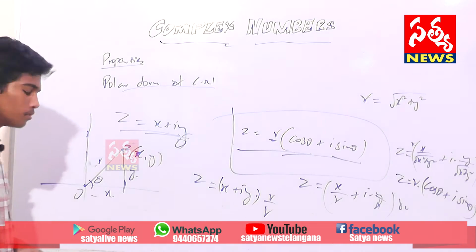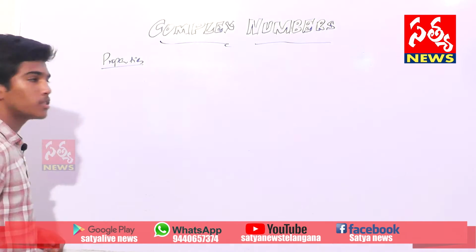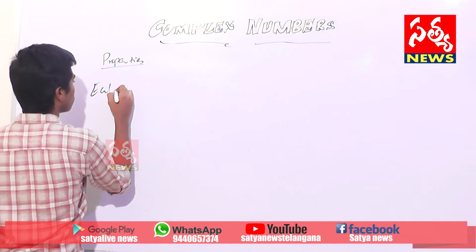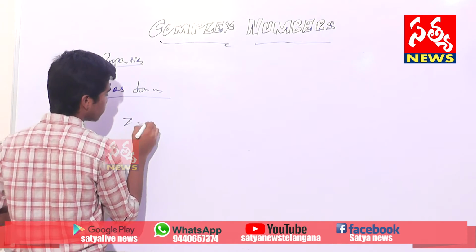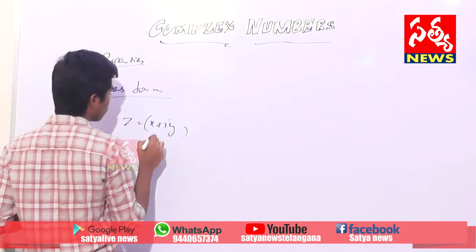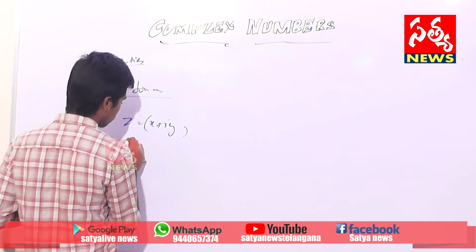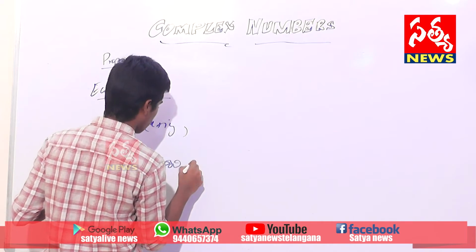The next is Euler's form, which is nothing but, if z equals x plus iy, then e power i theta equals cos theta plus i sin theta.